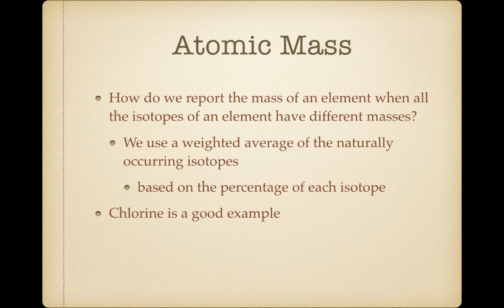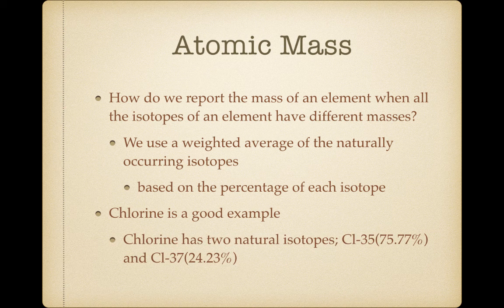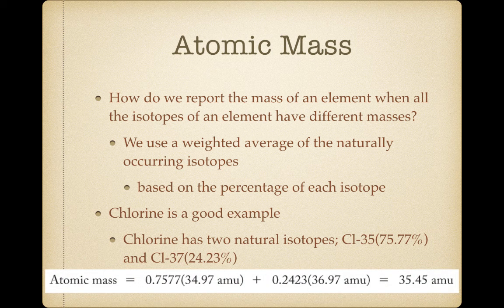Chlorine is a pretty good example of how we calculate atomic mass that we see on the periodic table. So chlorine has two naturally occurring isotopes, chlorine 35 and chlorine 37. And we see chlorine 35 is present in quite a bit more percentage than chlorine 37. But we still have to take into account that heavier chlorine 37 because it makes up almost 25% of all naturally occurring chlorine. So this is the way we would do it.